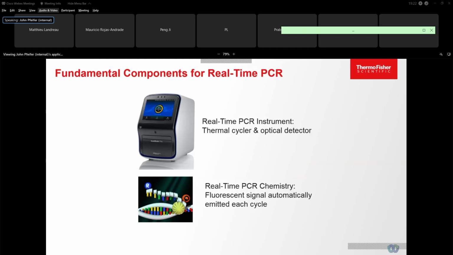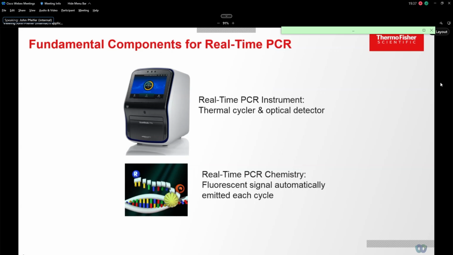We need some fundamental components to do real-time PCR. We need a real-time instrument. It does have a thermal cycler, but also has an optical detection system. We also need a real-time PCR fluorescent chemistry. So the chemistry will emit a fluorescent signal automatically with each cycle.